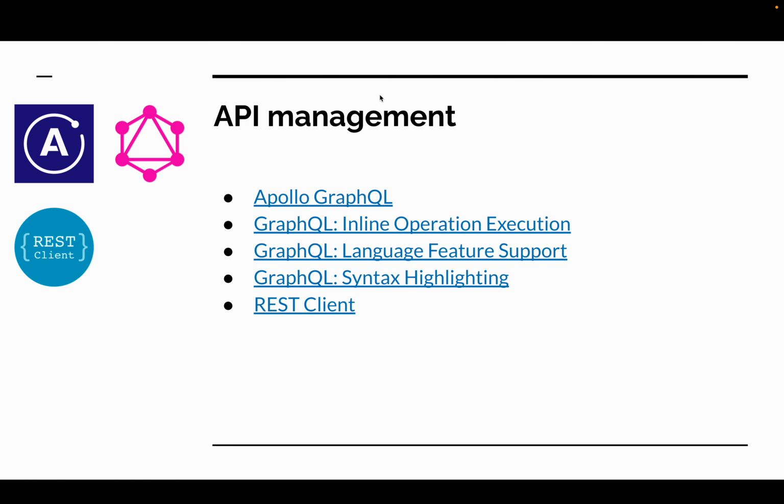Okay, so we have the API management section. So for now we have two most popular APIs. The first one is REST, the second is Apollo. Sorry, the second is GraphQL. So with GraphQL, we can have these three extensions for syntax highlighting, language feature support, and light operation execution. And for Apollo, for autocompletion, you have Apollo GraphQL.